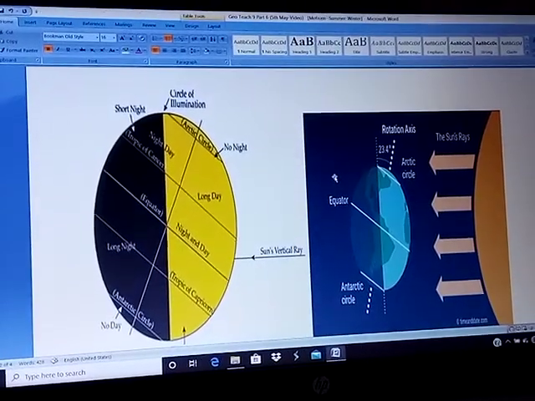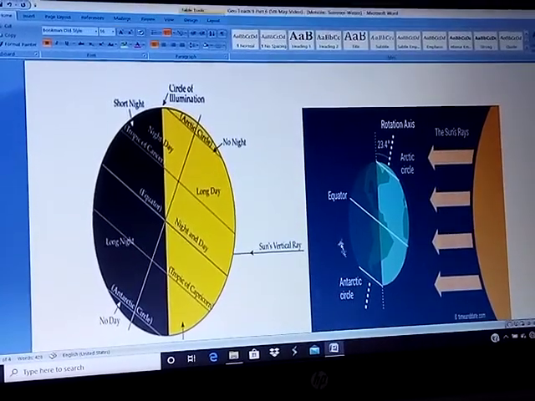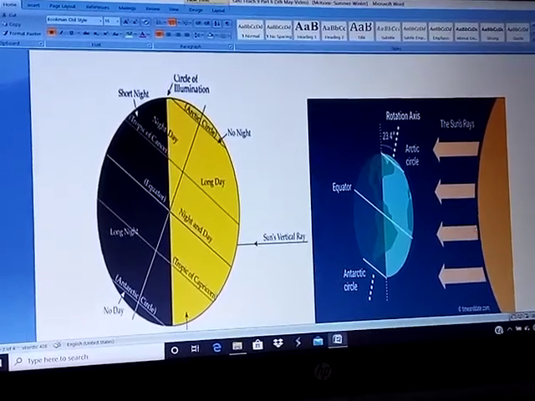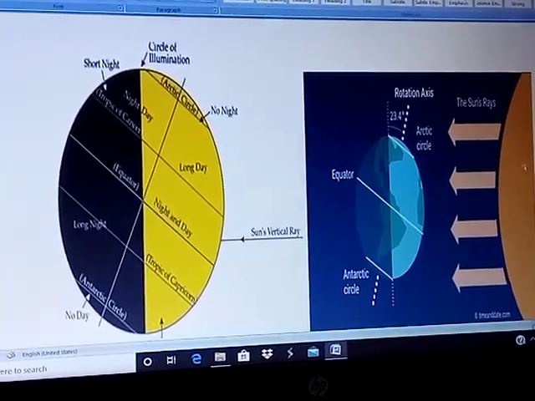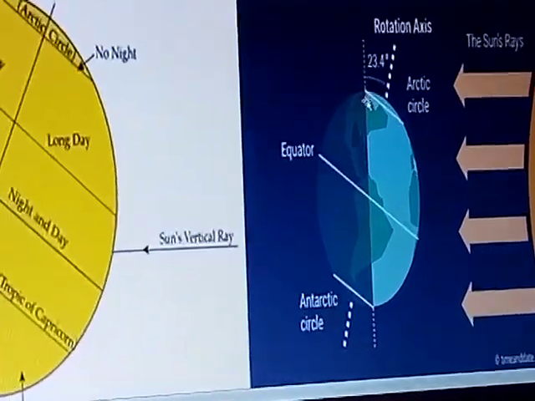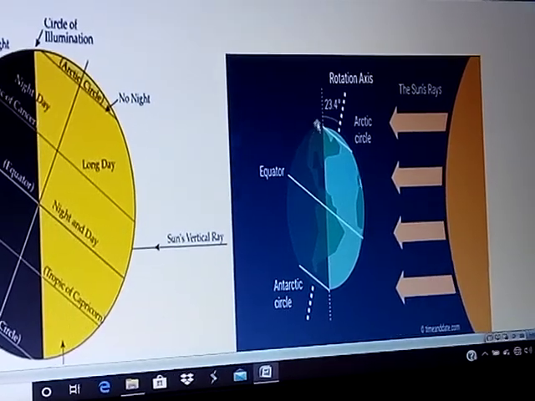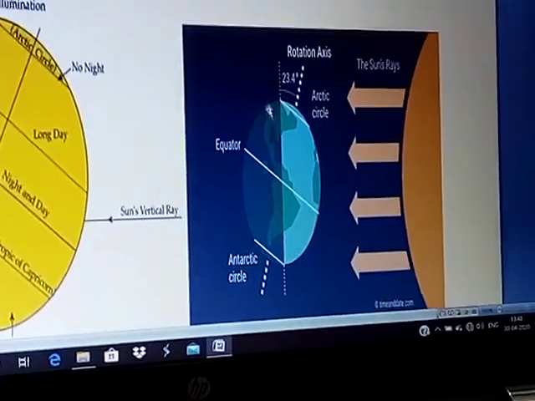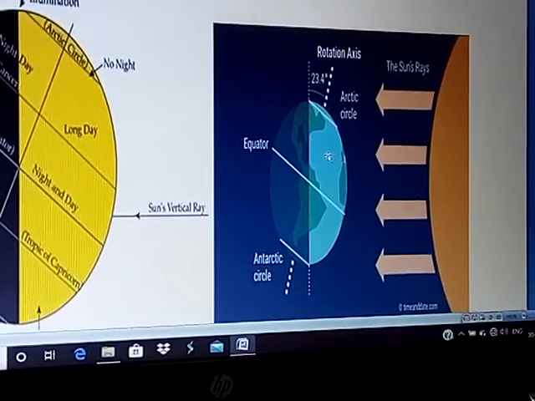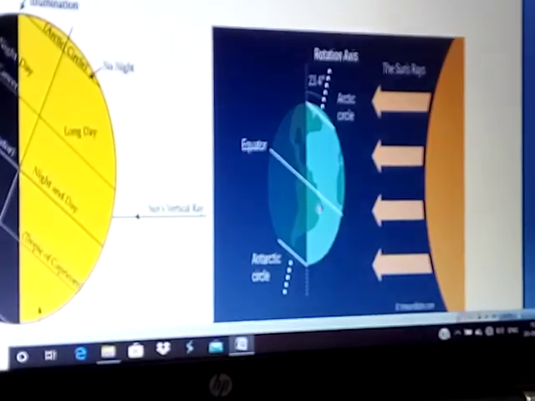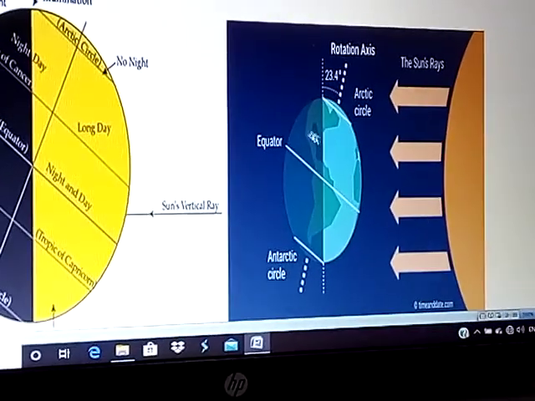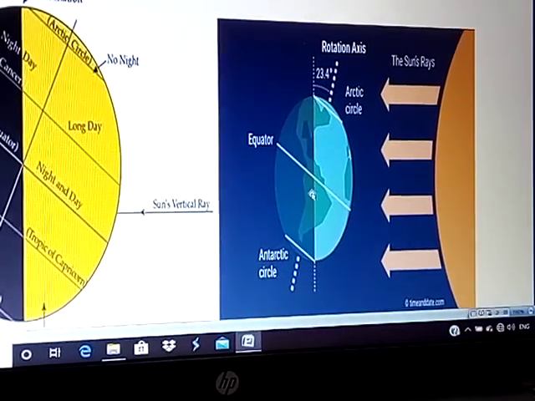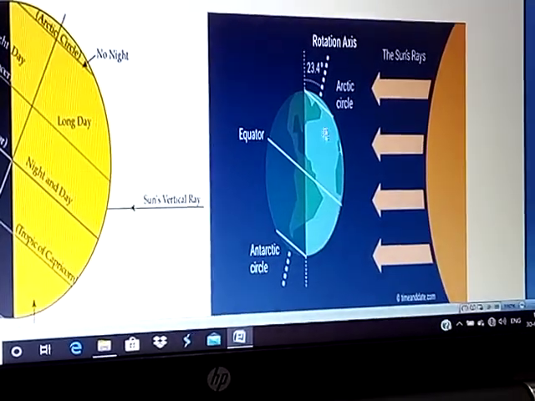So this is the earth. Of course, this is also the earth. Now take this diagram. This is the sun. The sun's rays are falling on the earth from this side. And this, if you remember the previous lessons, is called the circle of illumination, which divides the earth into two equal halves, the lighted part called day and the dark part called night. But see, the axis is coming through the center of the earth, which is different.